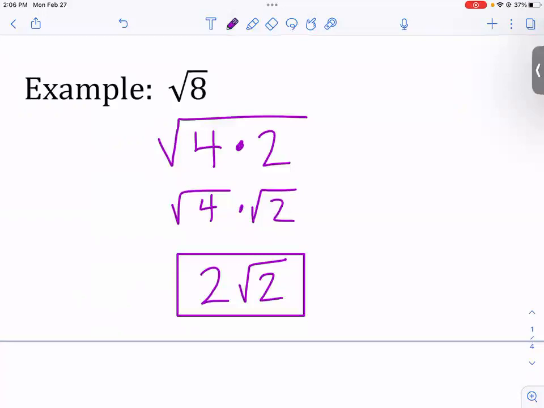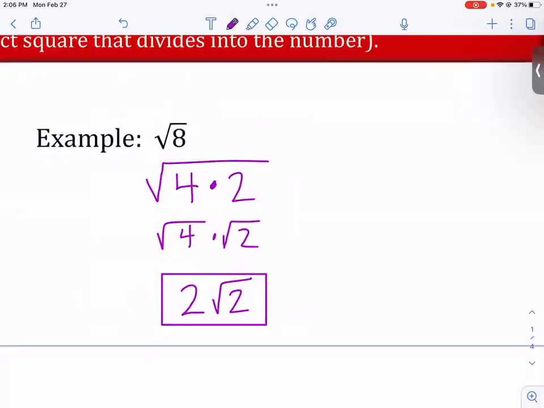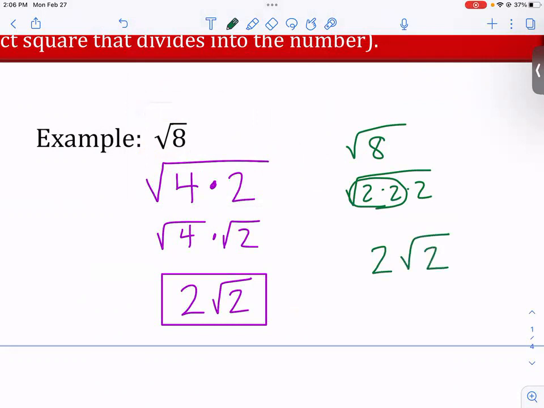Okay, that was rough. Now, let me show you, what if you're struggling to think about your perfect squares? It is also acceptable to say, okay, well, the square root of 8 is 2 times 2 times 2. So here is 2 squared. So that comes out of the garage. And 2 stays in the garage. Wait, so after you simplify it, it goes out of the garage? If you find a perfect square, we can take it out of the garage.